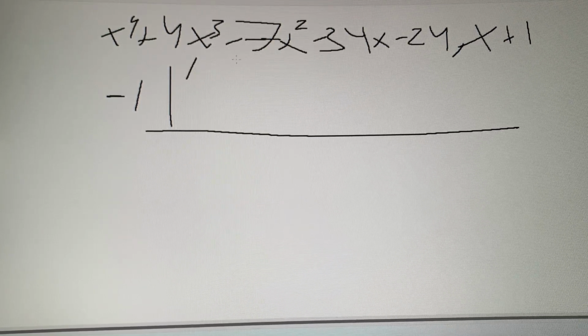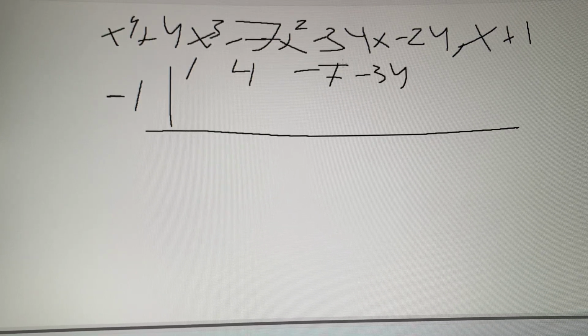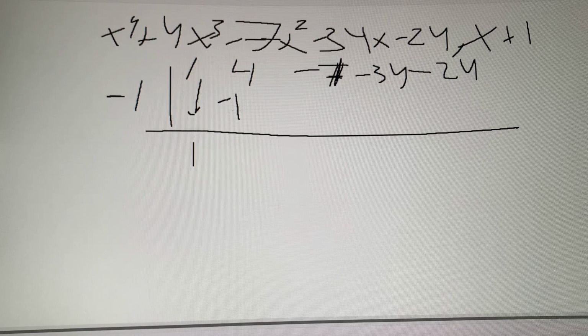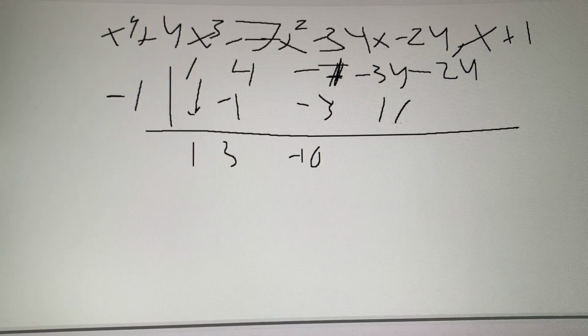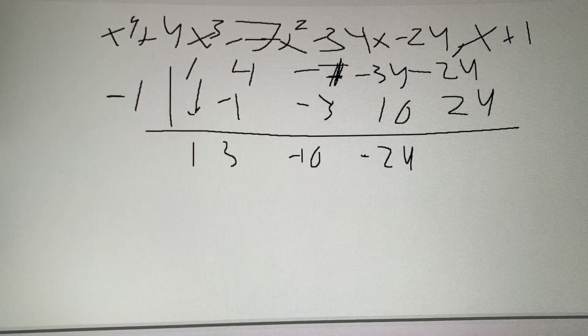We have 1, 4, negative 7, negative 34. Sorry, this is a 7 if you can't tell. Negative 34 and negative 24. Bring down your 1. 1 times negative 1 is negative 1. Negative 1 plus 4 is 3. 3 times negative 1, negative 3. Negative 3 plus negative 7 is negative 10. Negative 10 times negative 1 is just 10. Negative 24 times negative 1 is just 24. Since this is negative 24, negative 24 plus 24 is 0.